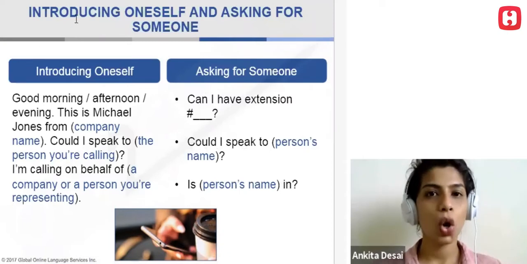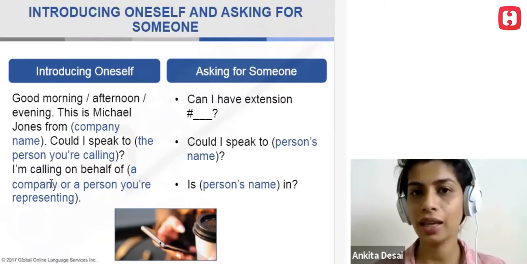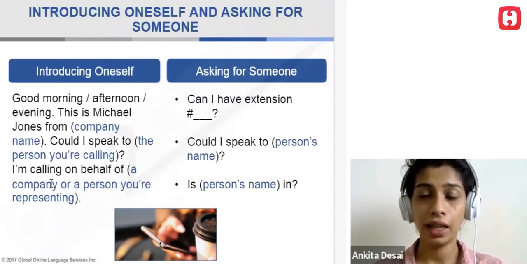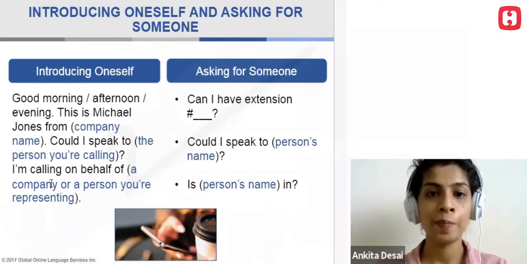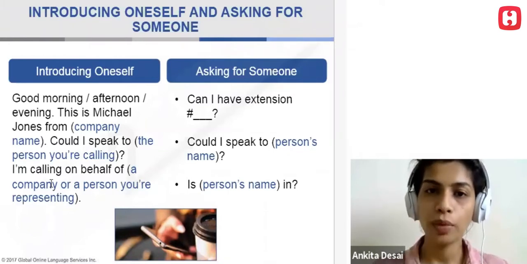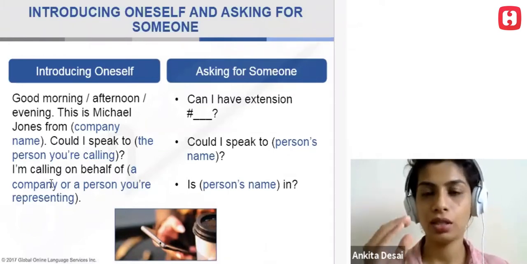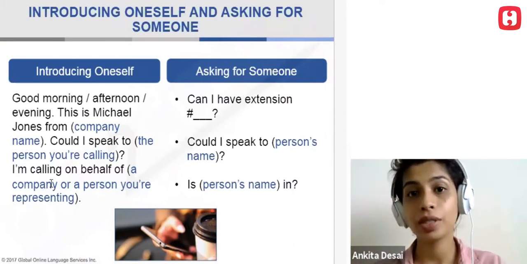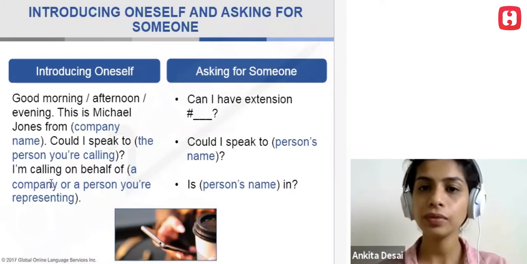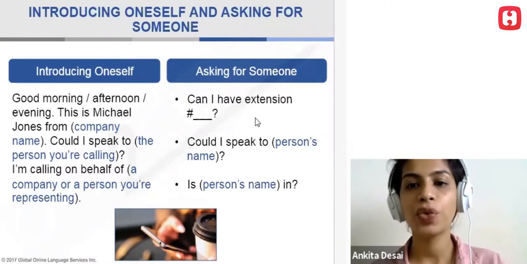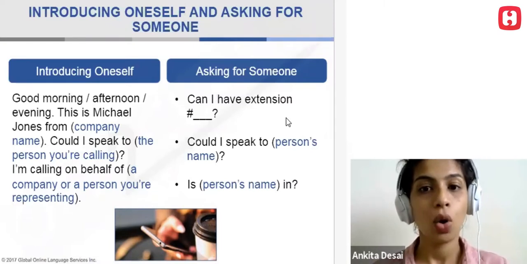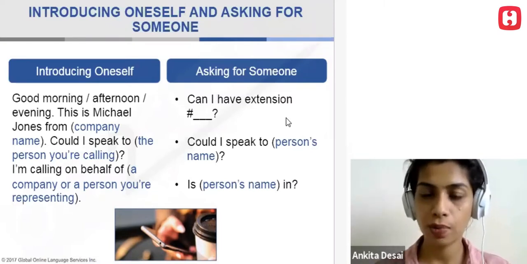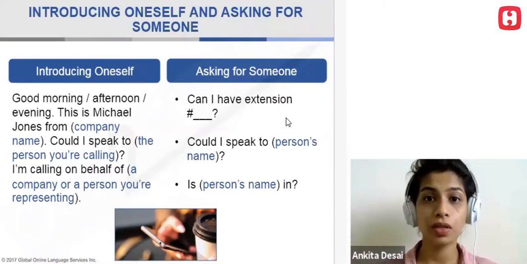Okay, so whenever you call someone, you first introduce yourself by greeting the person by saying good morning, then introducing yourself by giving your name and your company, and then telling what business you have with them. Do you want to speak to a concerned person at the office? And then how will you ask for that person? You can either tell them the extension, or you can tell them the name of the person you want to speak to, or simply ask if that person is in the office.